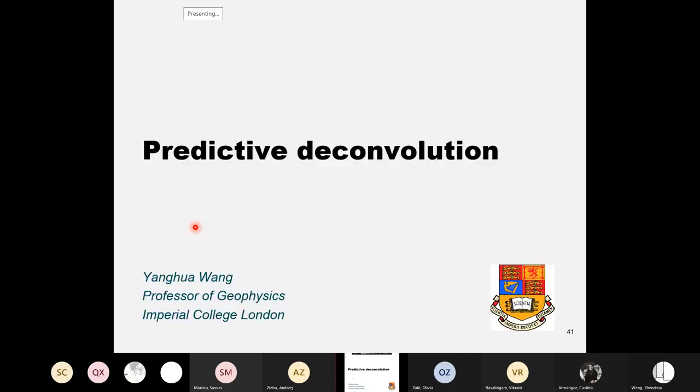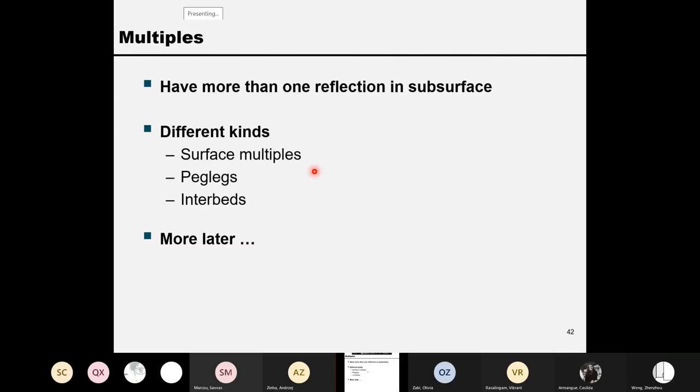Now, we're talking about predictive deconvolution. Predictive deconvolution is another application of deconvolution, similar to spark decon, slightly different. Let's see what's the difference. First of all, the purpose is different. Spark decon was for shaping the signature, right? Try to get the inverse of a wavelet to make the autocorrelation of the filter result become almost a spike. But for predictive decon, you try to remove something called multiples.